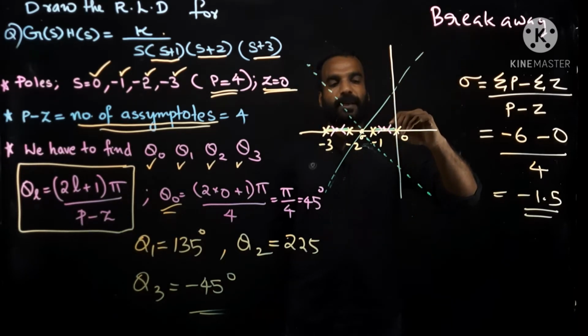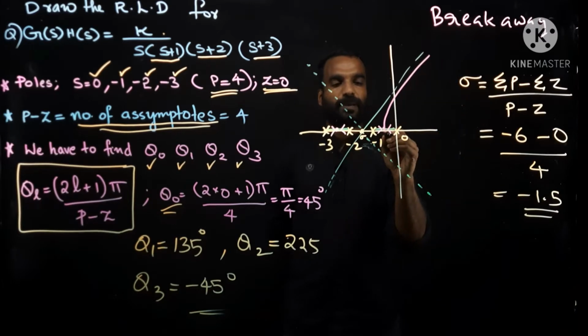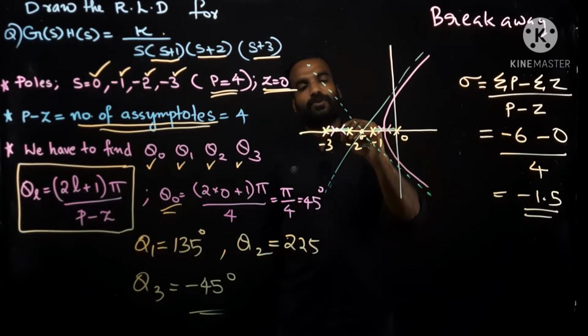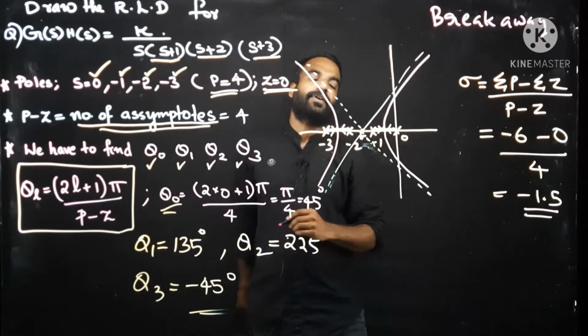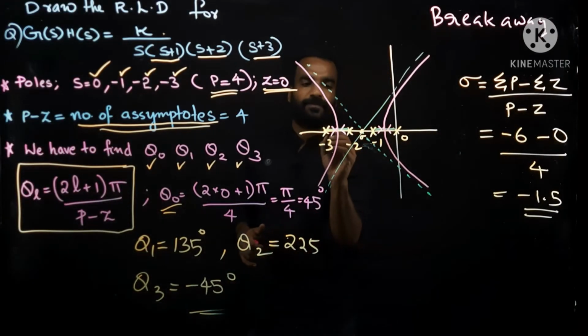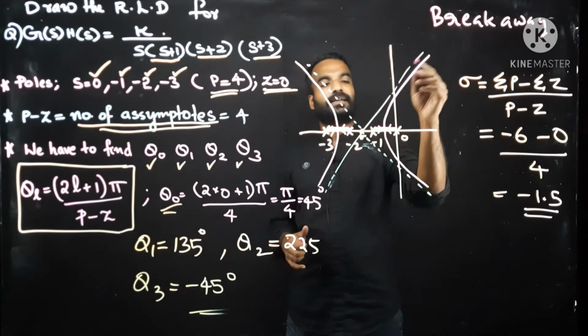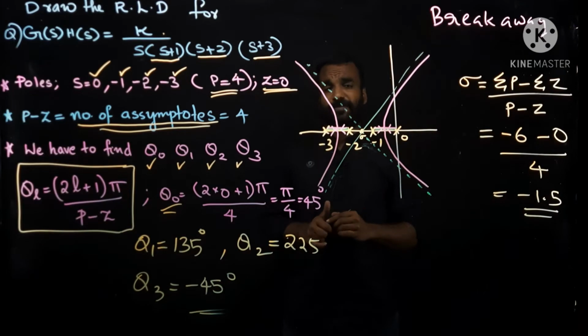So here a breakaway will happen. It will travel. Here also breakaway will happen. It will travel like this. Here also breakaway happens and it will travel like this. Here also breakaway happens and it will travel like this. So these are the root locus diagram. The rose colored lines are the root locus diagram.